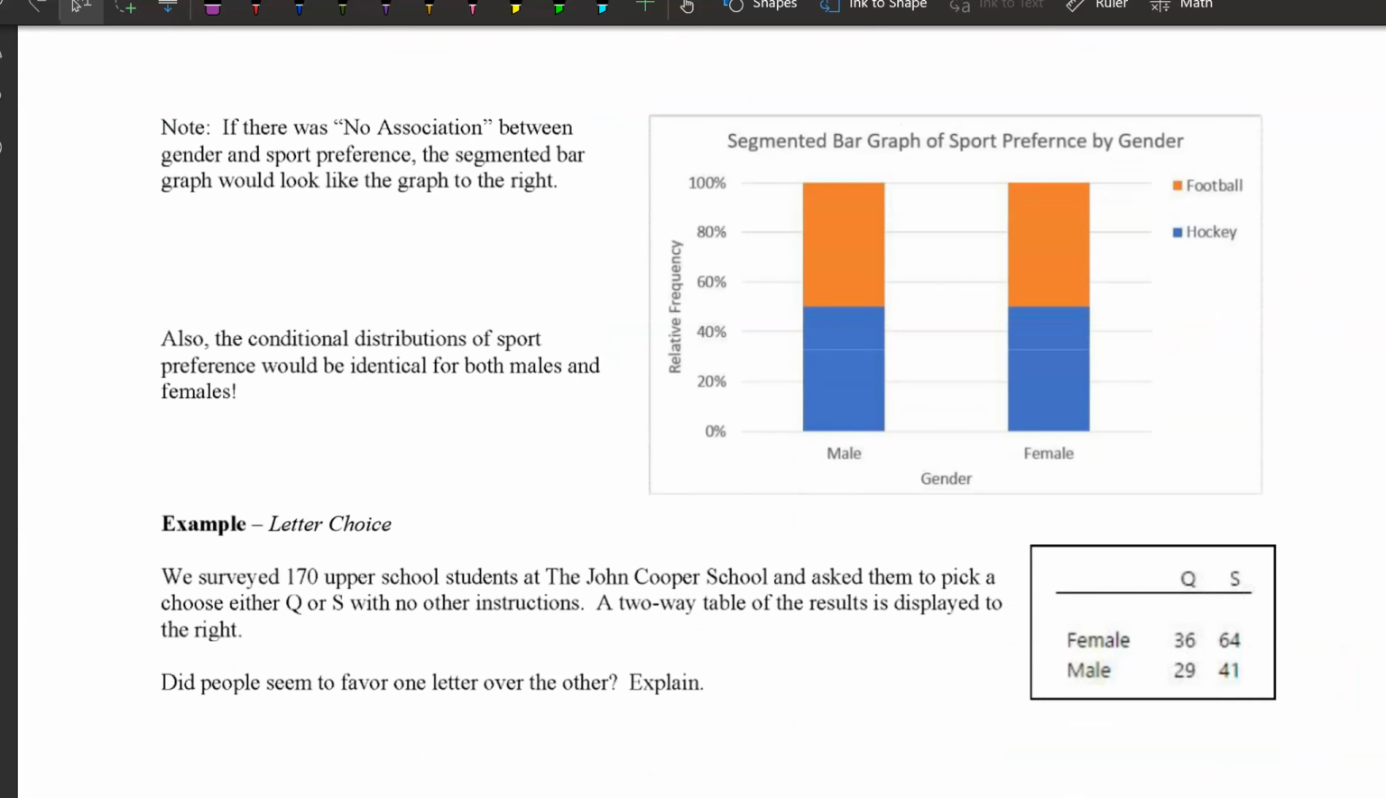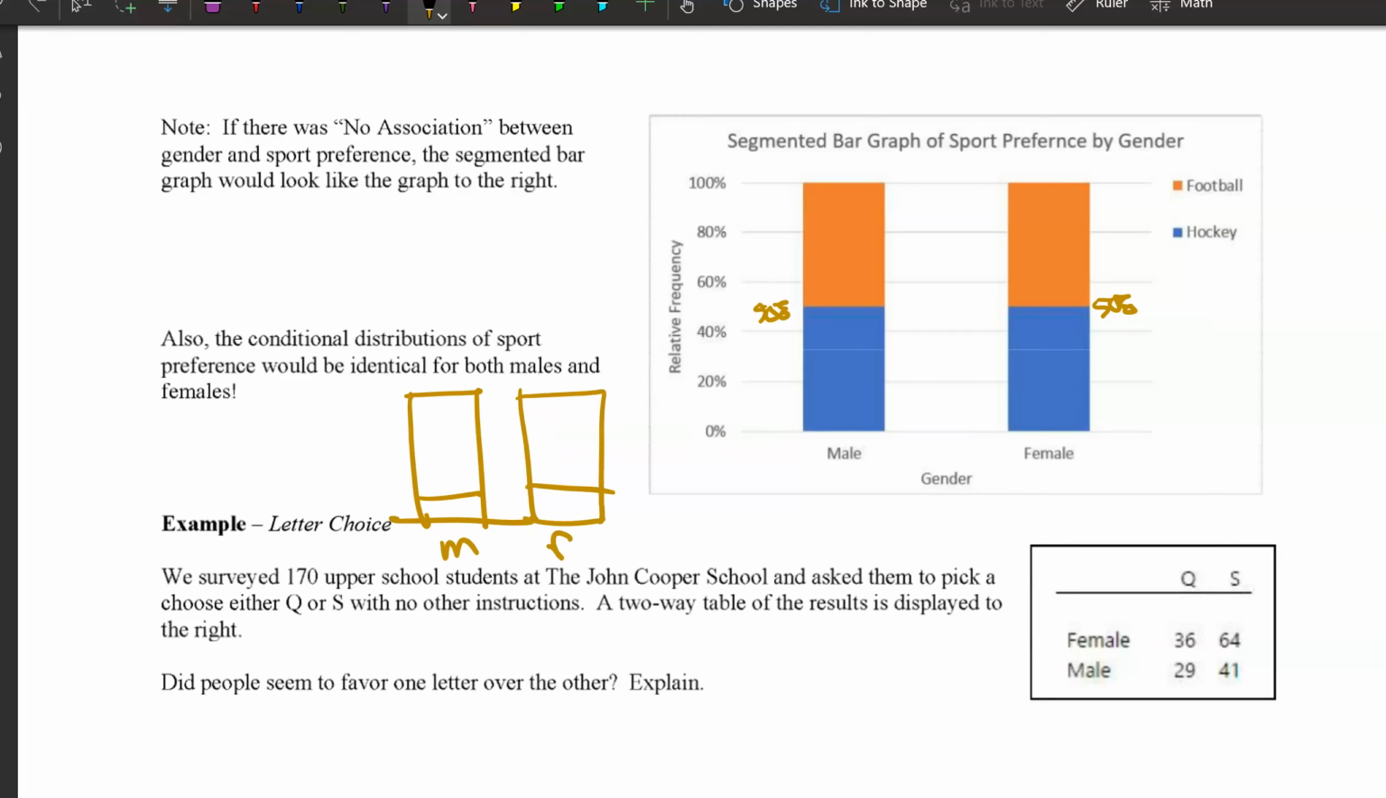Note, if there is no association between gender and sport preference, the segmented bar graph would look like this. Actually, I really hate that I put these at both 50%. That's a misconception that kids have. It's okay if they're at 50, but they don't have to both be at 50. They just have to be the same.